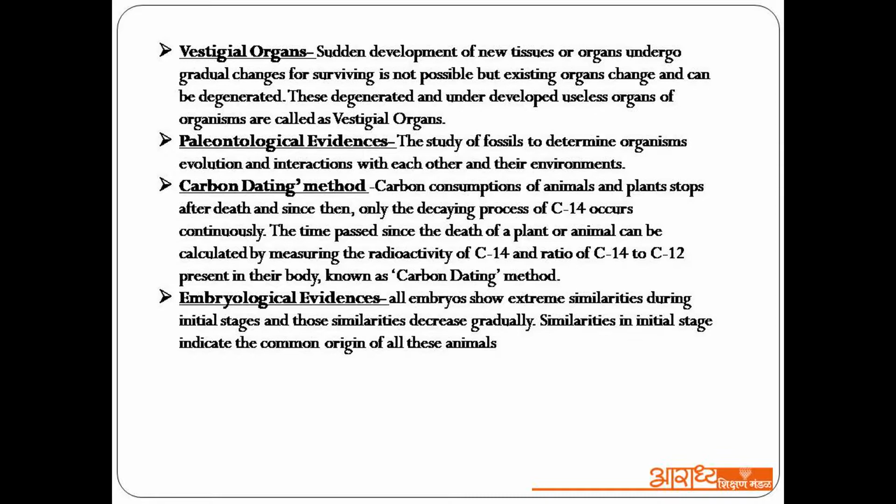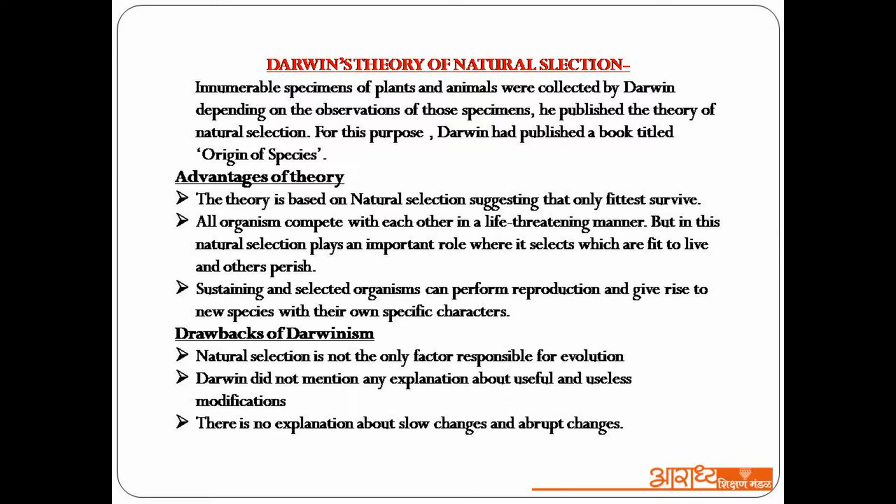Embryological evidence: all embryos show extreme similarities during initial stages, and those similarities decrease gradually. Similarities in the initial stage indicate the common origin of all these animals. Darwin's theory of natural selection. Innumerable specimens of plants and animals were collected by Darwin. Depending on the observations of those specimens, he published the theory of natural selection. For this purpose, Darwin published a book titled Origin of Species.